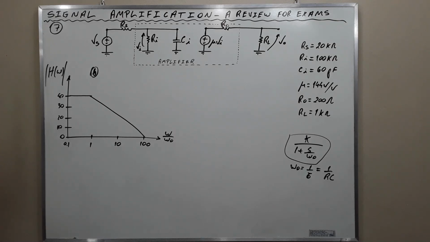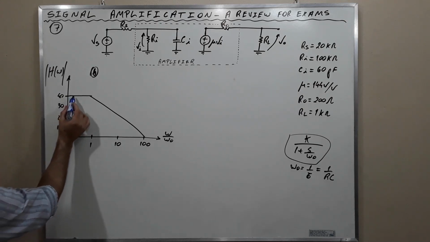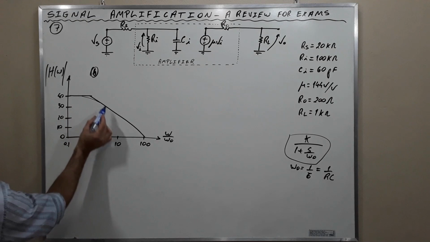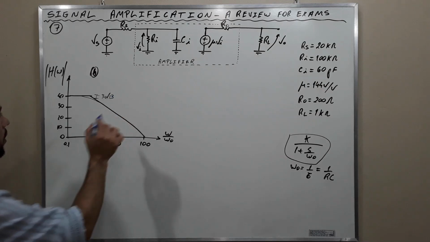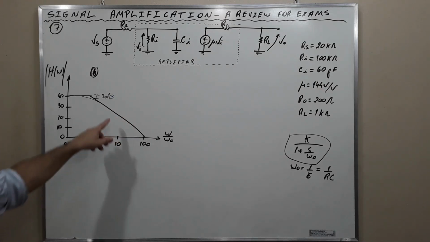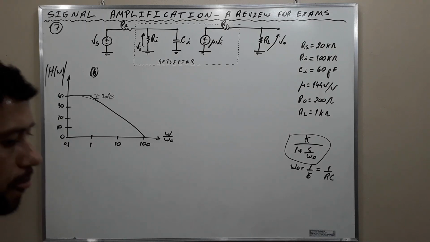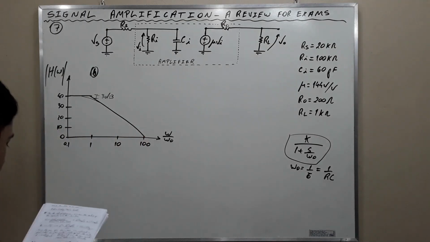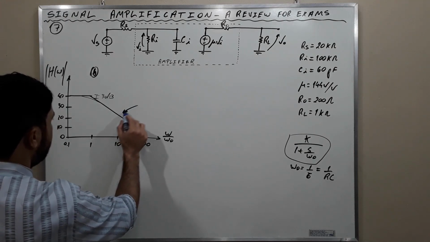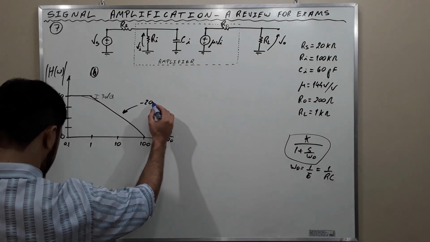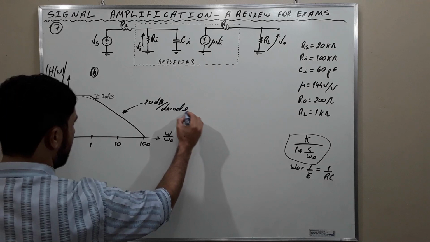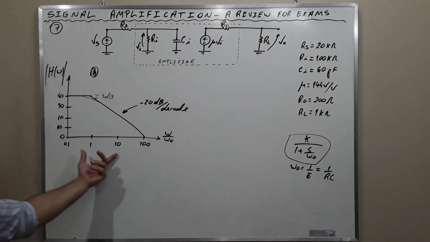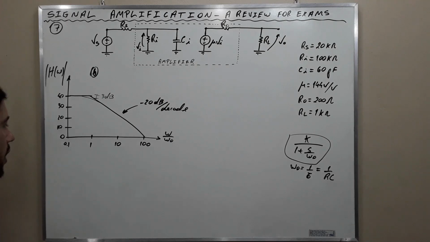But pay attention that we have a knee here. There is a deviation, a 3 decibels deviation, from the linear line approximation to the actual curve. And we know that this falls off at a rate of 20 decibels per decade. This is 1 decade.